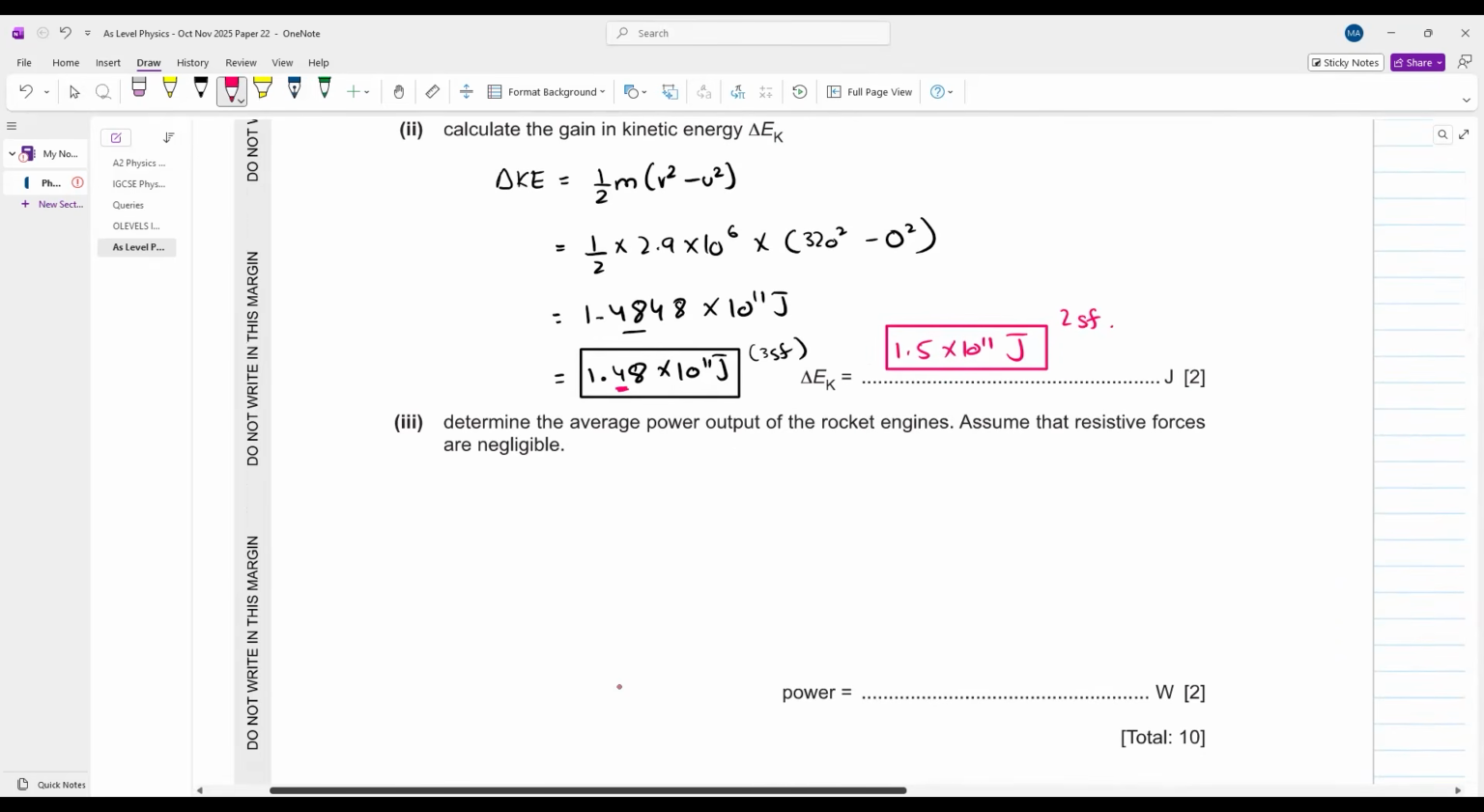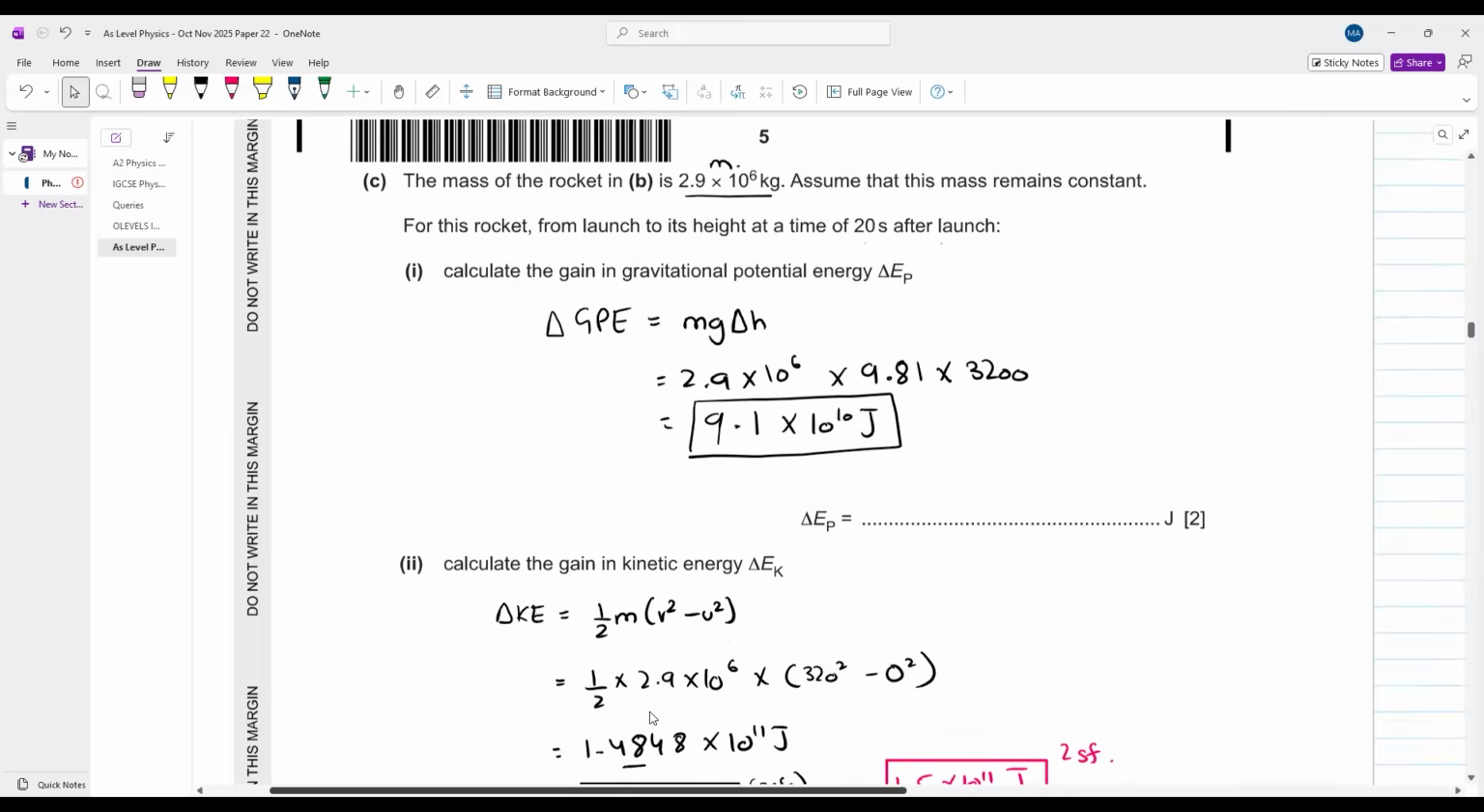Determine the average power output of the rocket engine. Assume that resistive forces are negligible. बेटा पावर का क्या फॉर्मूला होता है? पावर इज इक्वल्स टू एनर्जी ओवर टाइम, है ना? पावर इज इक्वल्स टू एनर्जी ओवर टाइम.